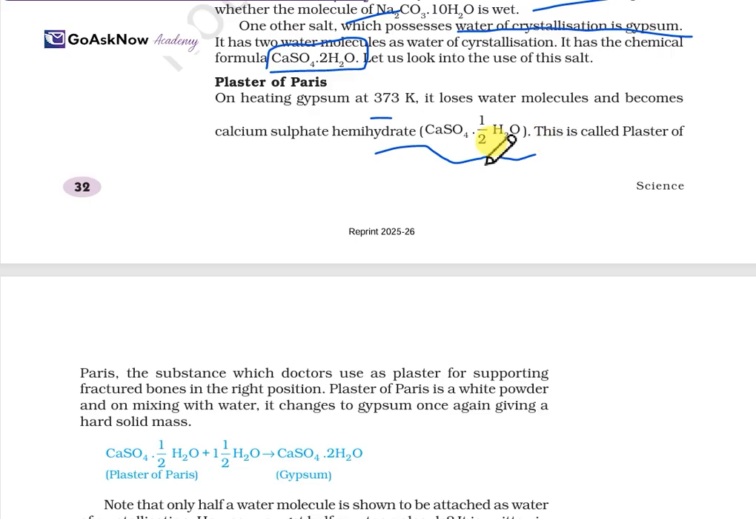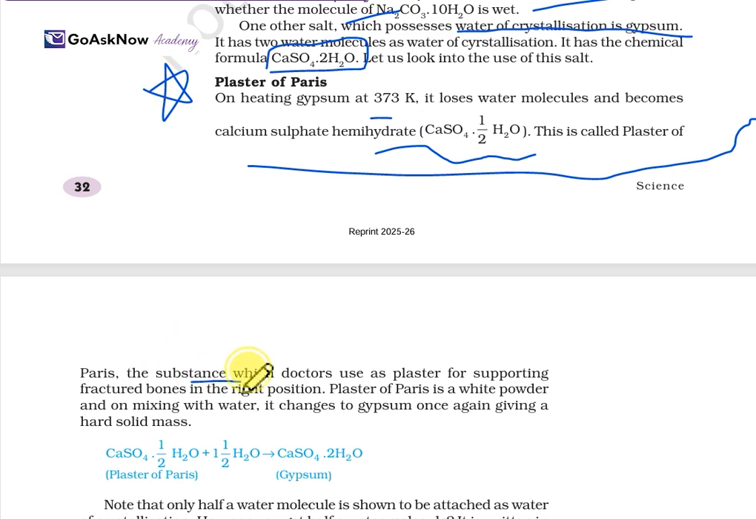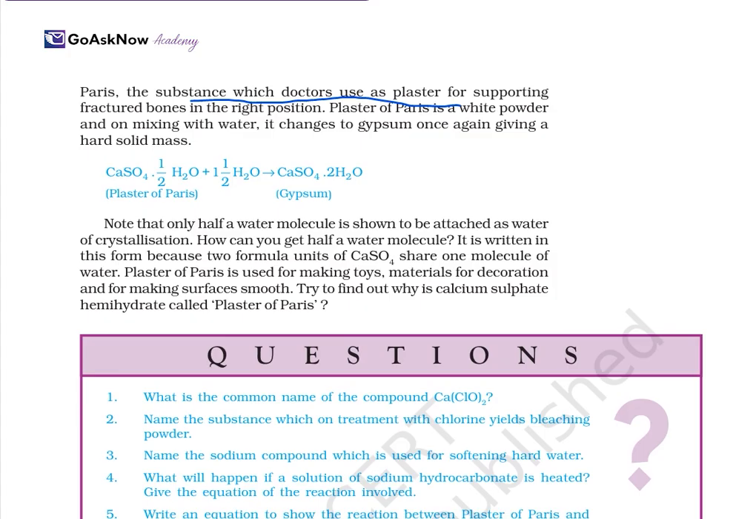Okay, so this is called plaster of Paris. This is an important topic, I can say. It is the substance which doctors use as a plaster for supporting a fracture in the right position. Plaster of Paris is a white powder, and on mixing with water it changes into gypsum.